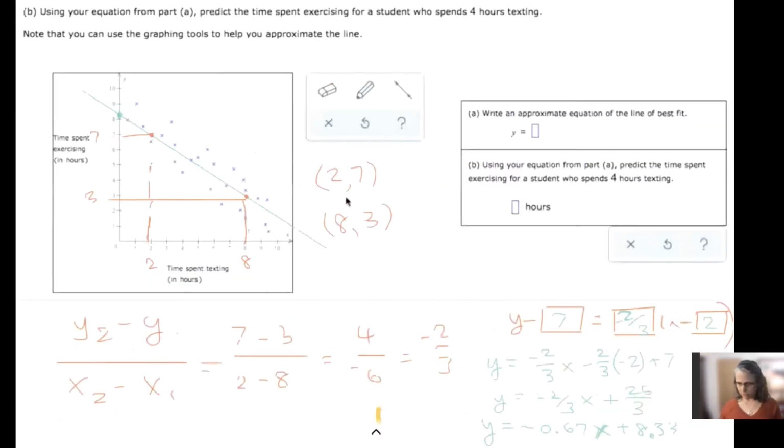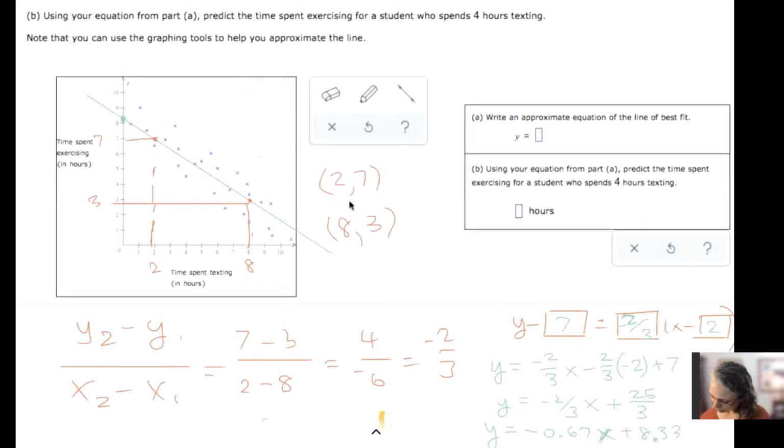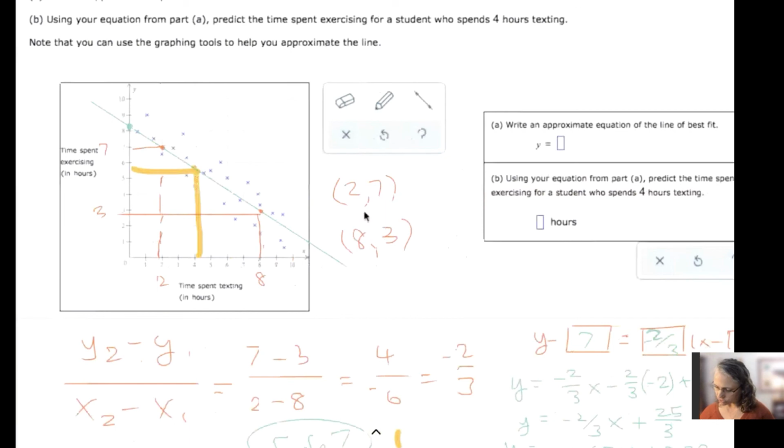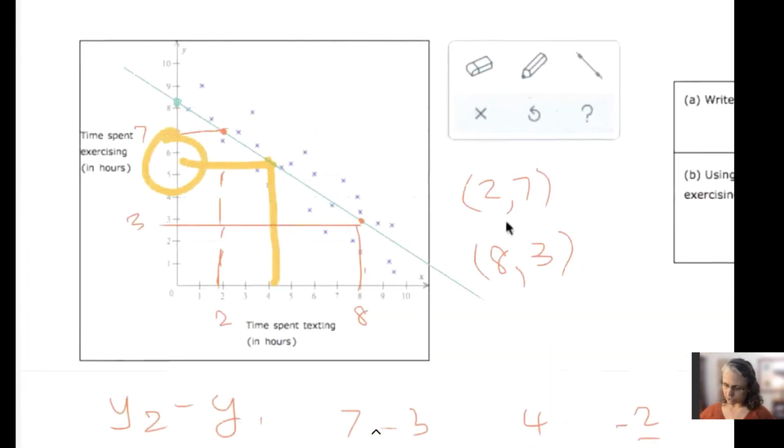And then you would plug 4 in, double checking that it's 4 hours texting. Make sure that that is really an x value before you plug it in. So you get what, 5.67? Does my answer 5.67 seem reasonable for 4 hours? So I'm looking at this part of the graph.